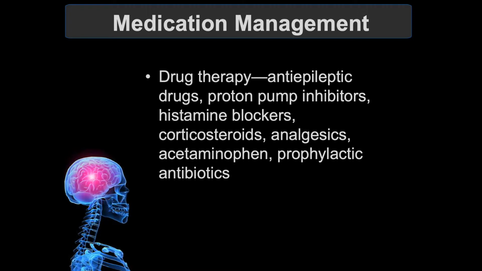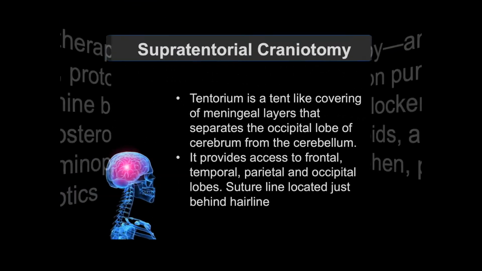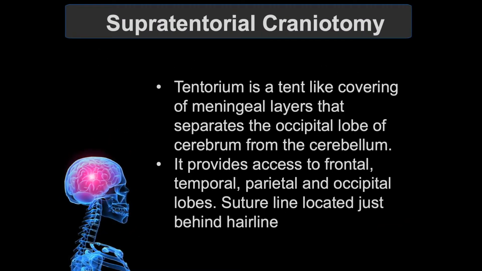A common surgical procedure used is supratentorial craniotomy. The tentorium is a tent-like covering of meningeal layers that separate the occipital lobe of the cerebrum from the cerebellum. It provides access to frontal, temporal, parietal, and occipital lobes. The suture line is located just below the hairline, and so is therefore relatively easy to hide.